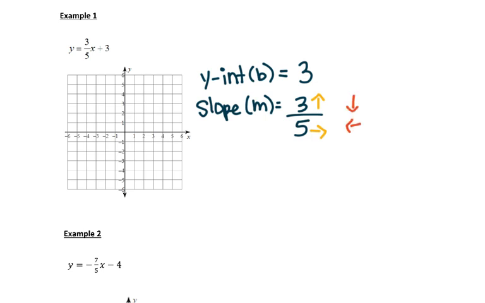Now let's graph this. I'm going to start at 3 on the y-axis. I'm going to do the yellow arrows first. I'm going to count up 3 and then right 1, 2, 3, 4, 5, plot a point. Now I can't make any more points in that direction, so I'm going to go to my red arrows, go back to my starting point, go down 1, 2, 3, and left 1, 2, 3, 4, 5. Plot a point. Make as many points as possible. Take your ruler, draw your line in.